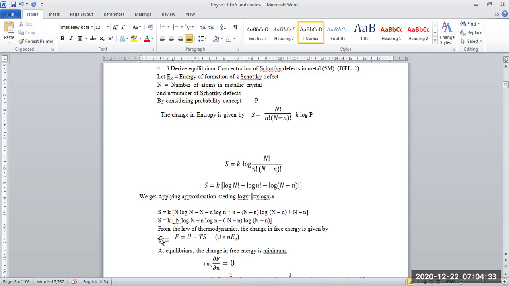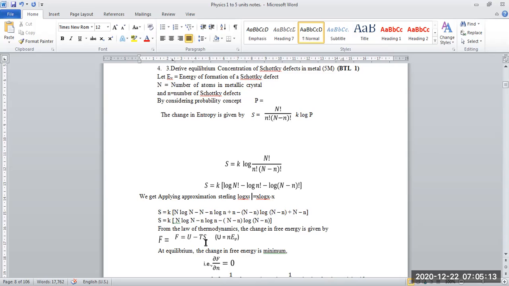Now, by using thermodynamics, why are we using thermodynamics here? Thermodynamics says that wherever we talk about entropy, we definitely have a function called the free energy function, which is mathematically given as F is equal to U minus TS. What is F here? It is called the free energy function, which is formed due to the disorderness caused in the metal, which is related to the entropy.